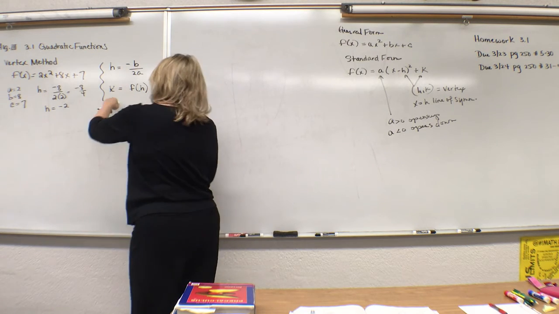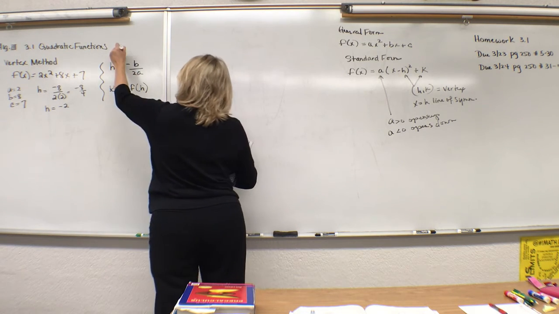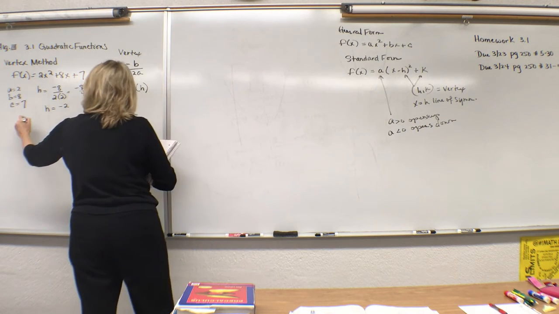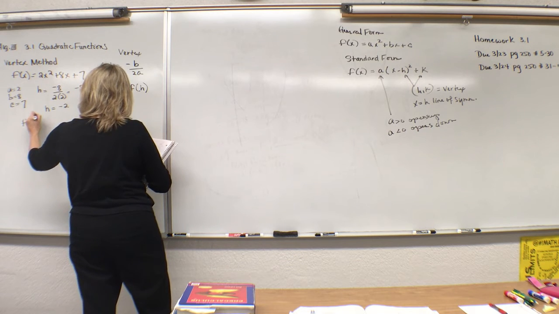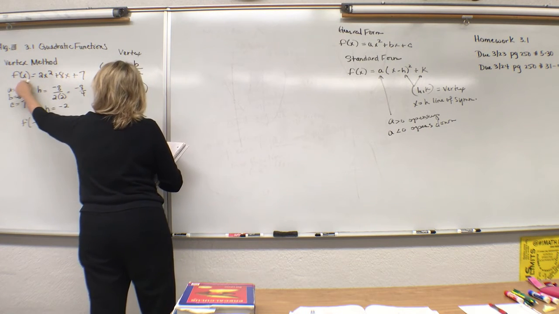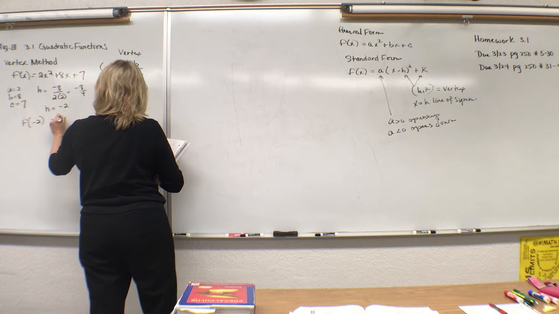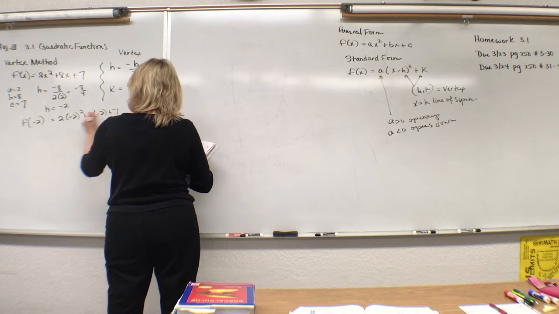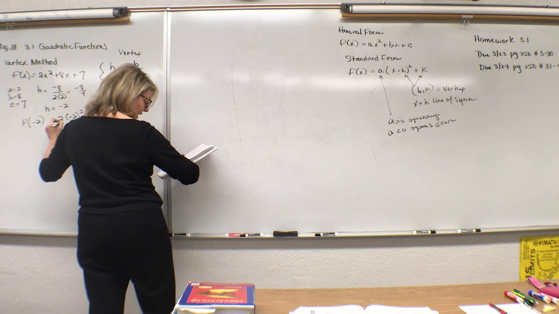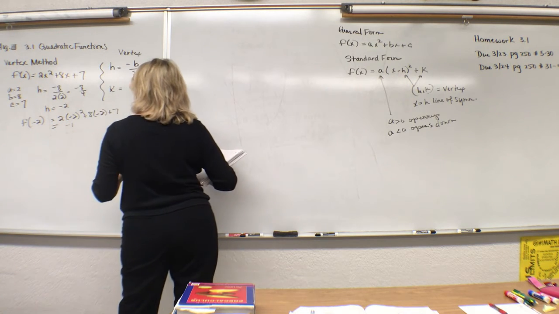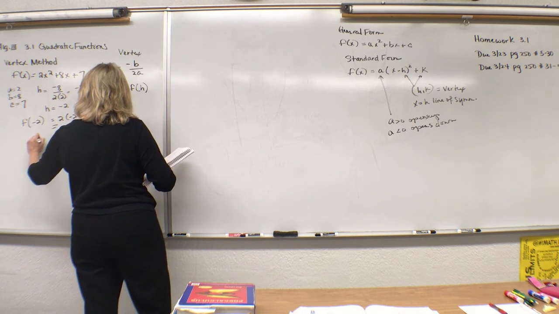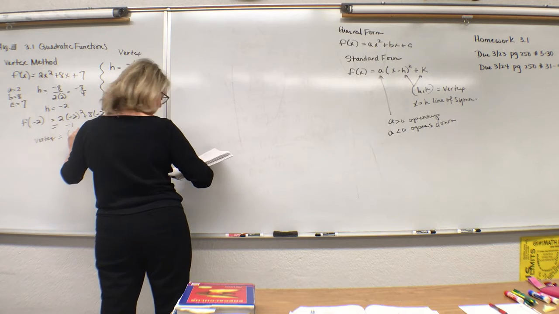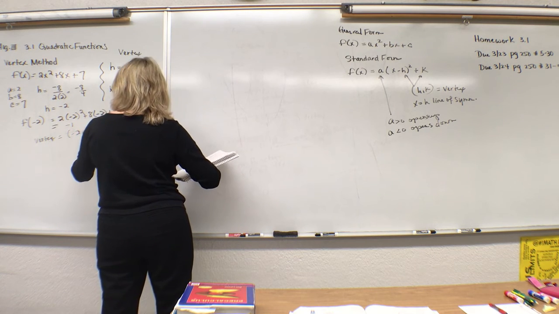Then to go back and find the k value, the y value of the vertex, because again, that's what this is all about, we're going to find f of negative 2. So we're going to take the negative 2 that we just found, plug it in for x. So that's 2 times negative 2 squared plus 8 times negative 2 plus 7. We're going to simplify that, and that's going to equal negative 1. So therefore, I know that the vertex is going to be at negative 2, negative 1.